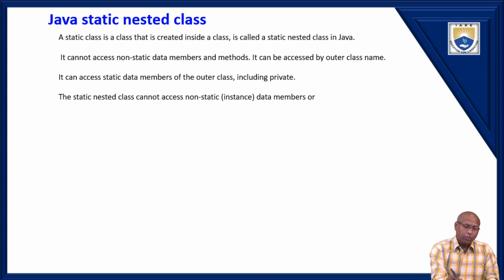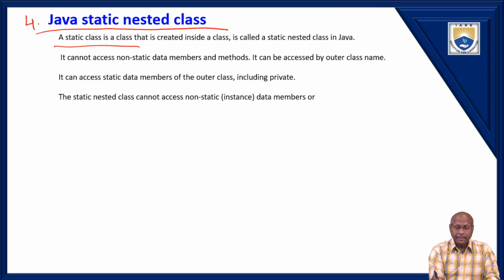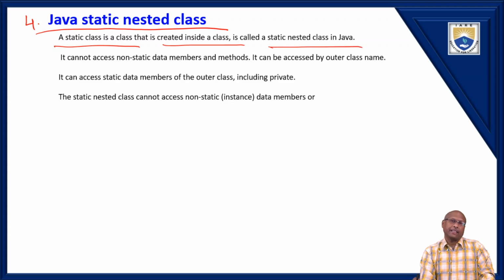Now one more usage, that is Java static nested classes. You can define a class within a class, that is called a nested class. Java supports nested classes, and the nested class can also be static. A static class is a class that is created inside another class, and it is declared static. So you can say that is a nested static class.